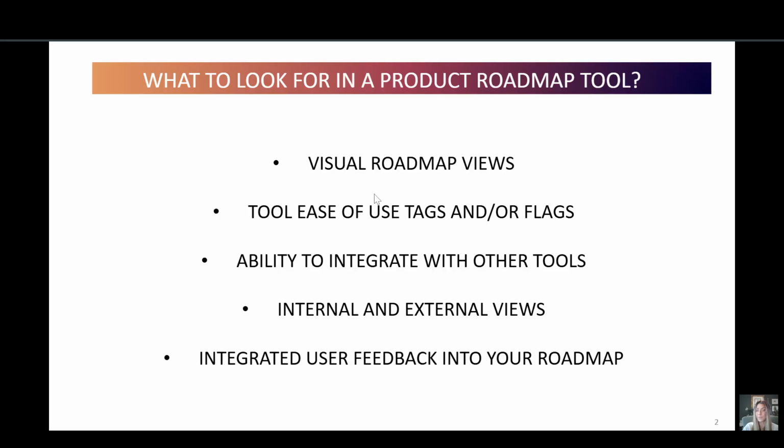Now, before we dive into the details, I do want to keep in mind some of the things that I look out for in a product roadmap tool. Number one, flexible and visual views. You want to be able to switch easily between, say, a Gantt, a list view, or even Kanban boards, my favorite. And some tools don't allow you to flip between different visual roadmaps.